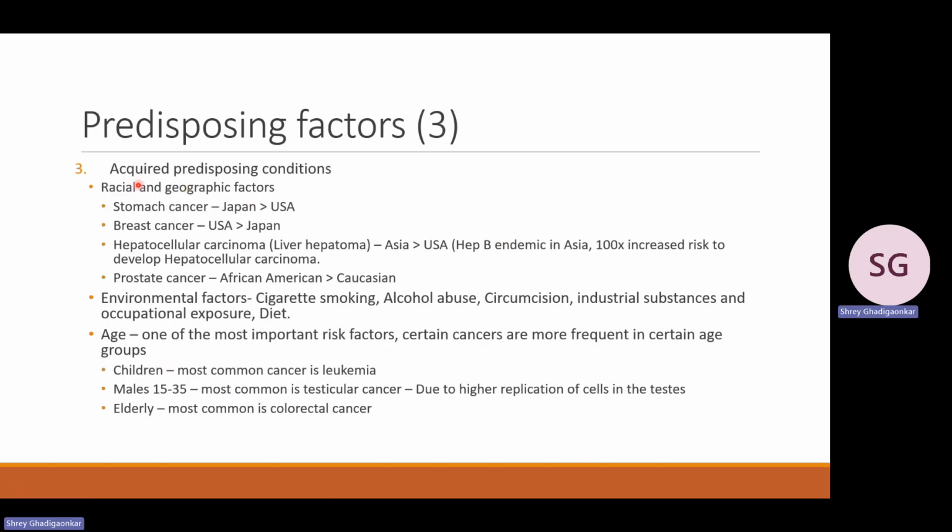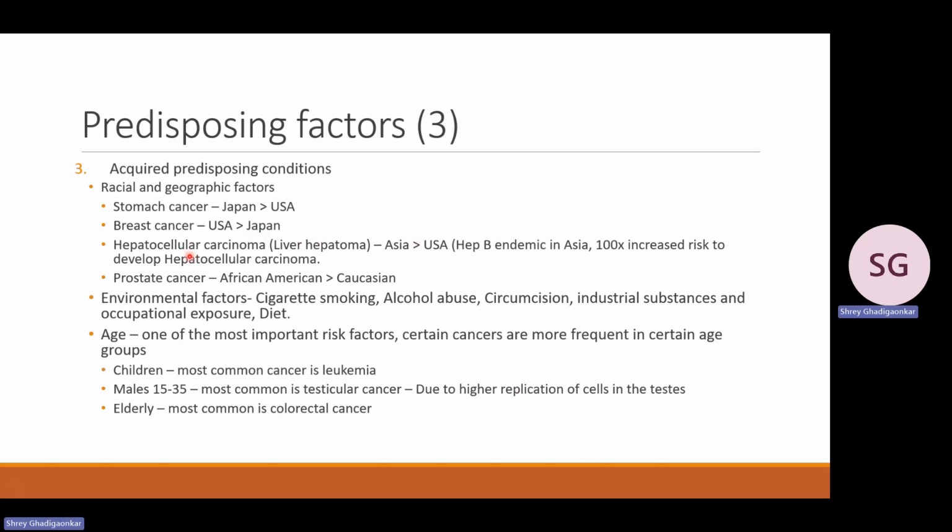The third point in predisposing factors is acquired predisposing conditions. These may involve racial and geographic factors. For instance, stomach cancer is more common in Japan compared to USA. The examiner may ask why Japan specifically, and it's usually because of consumption of high amounts of smoked foods, and smoked foods usually contain some amount of nitrosamines, which are basically a carcinogen. You can also have breast cancer, which is more common in USA compared to Japan.